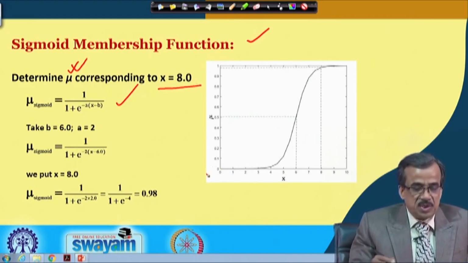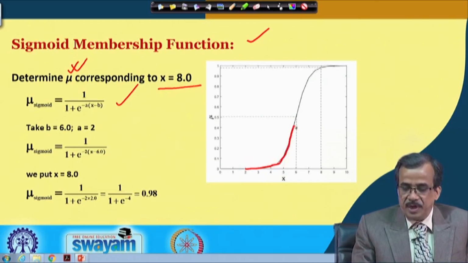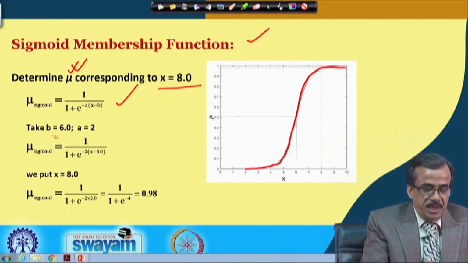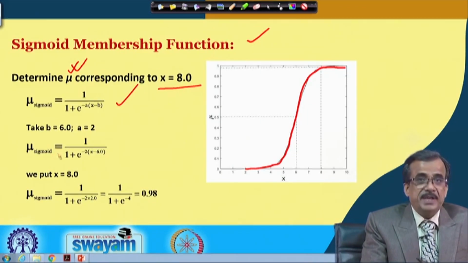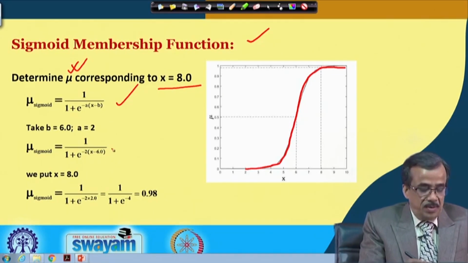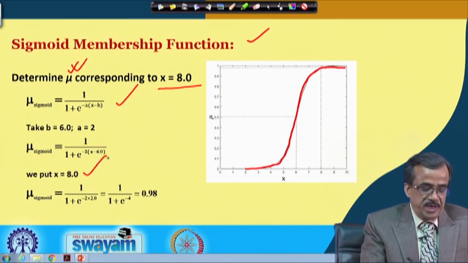So, this is the distribution for this sigmoid membership function. Now, corresponding to b equals 6.0 and a equals 2, I will be getting the expression for mu sigmoid, that is nothing but 1 divided by 1 plus e raised to the power minus a equals 2 multiplied by x minus b equals 6. Now, here if you substitute the value for x, that is x equals 8.0.